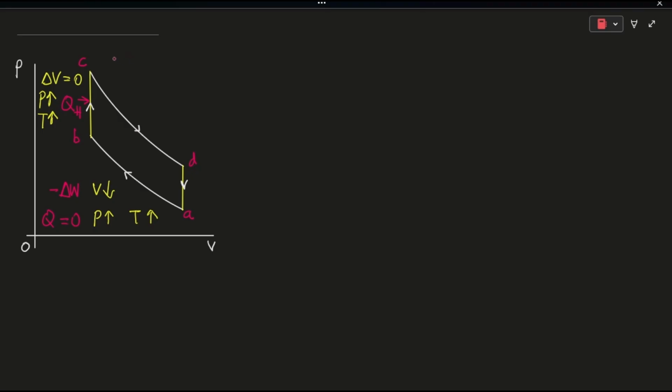Now, the step C to D is an adiabatic expansion process. Now, with adiabatic processes, Q is 0, and here work is done by the system on the surrounding during expansion. So work done is positive. There is an increase in the volume, decrease in the pressure, and decrease in temperature.